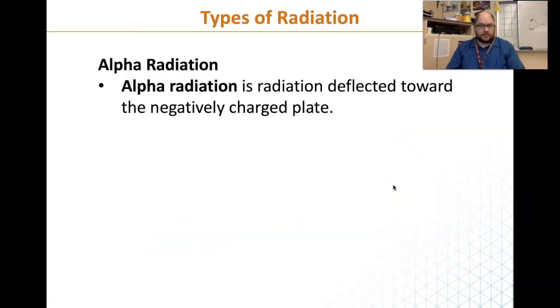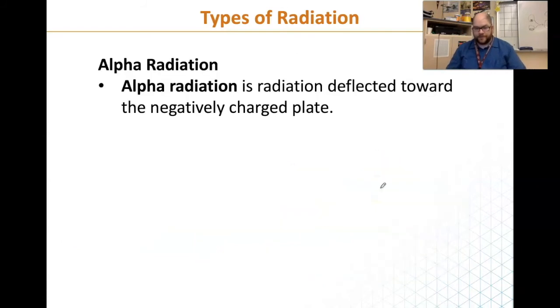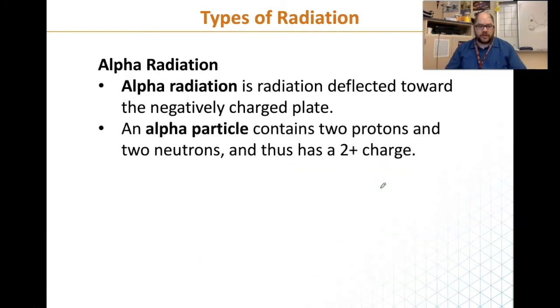Okay, so alpha radiation is radiation that's deflected towards a negatively charged plate. So if we go back here, we see a negative plate down here. Okay, the alpha particle is going to be deflected towards the negative, so it's going to be attracted to that negative plate because it's positively charged. The beta is going to be attracted to the positive plate because it's negatively charged. Okay, alpha particles contain 2 protons and 2 neutrons.